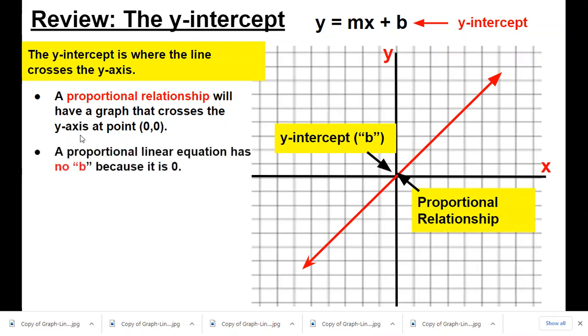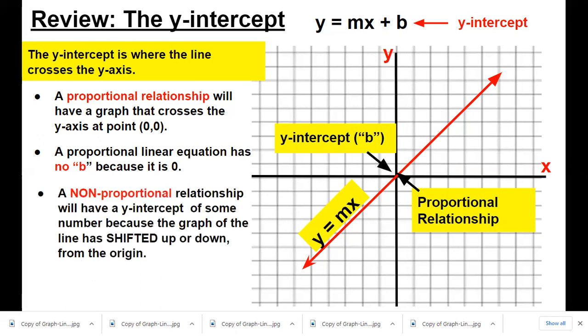A proportional linear equation has no b, because it is 0. b is 0 at that point, so there will be no b. It'll just be y = mx. And that's what we started with in module 3, talking about y = mx. We didn't have the b yet, because we were talking only about proportional relationships. And now we are talking about non-proportional relationships. So that is y = mx.